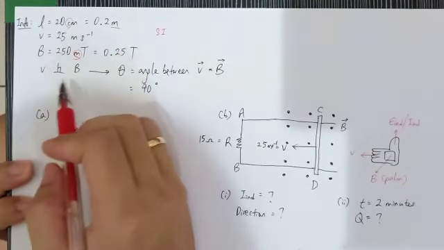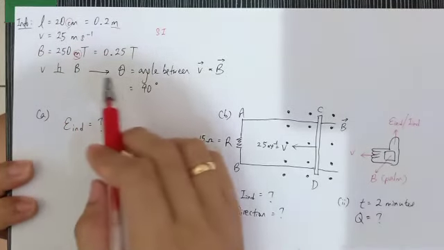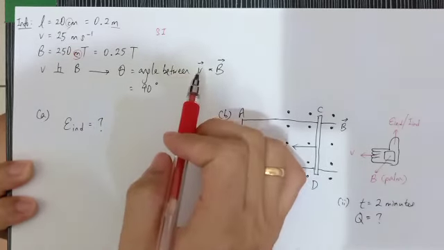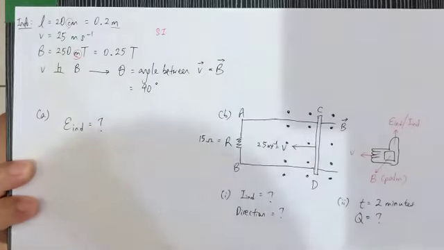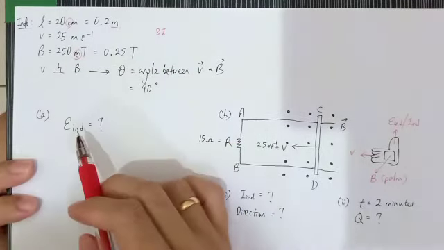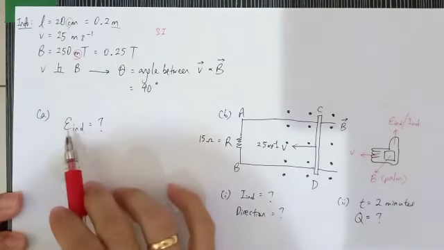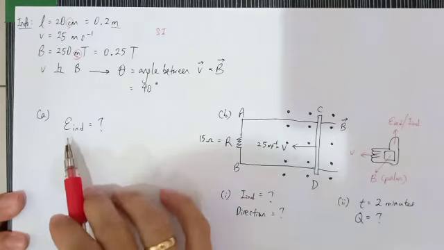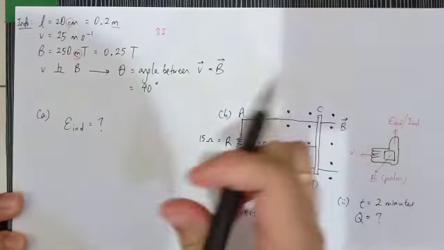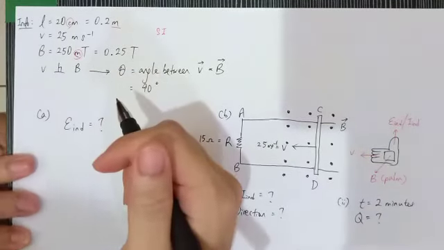And then he said velocity is perpendicular to the magnetic field. This means that the angle theta is 90. Theta is the angle between velocity and magnetic field. So this angle theta, where is it? We will see. So the first question asks for the induced EMF for the straight conductor.